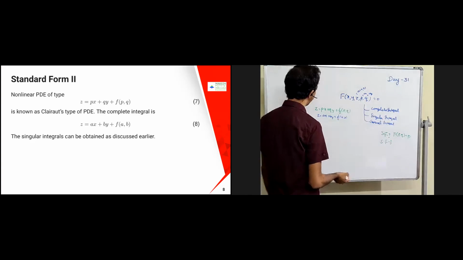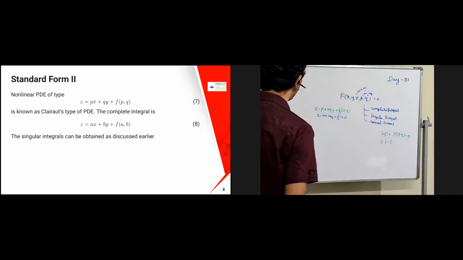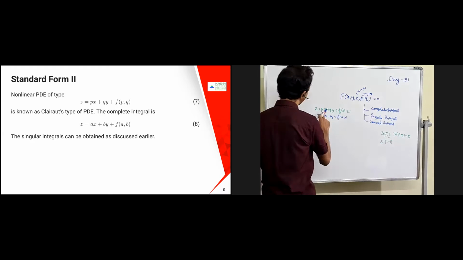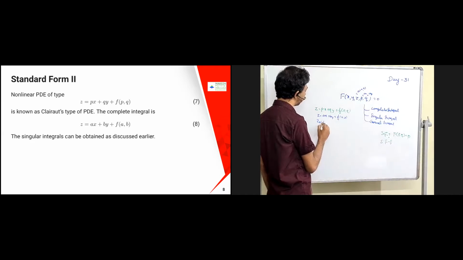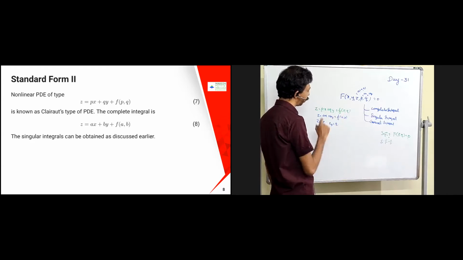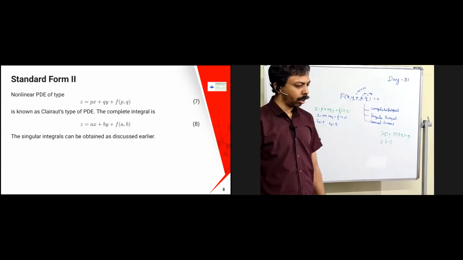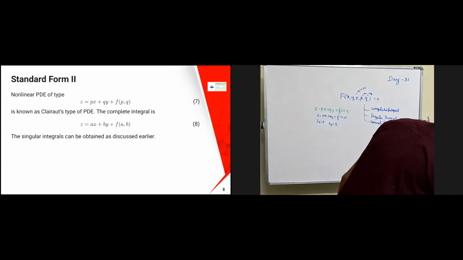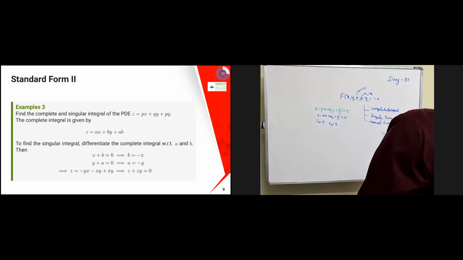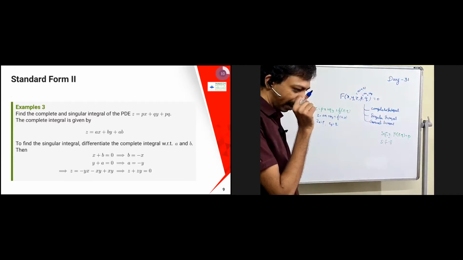The same way, what we did, we just differentiate this one. If you differentiate with respect to x, you are going to get zx equal to a. There is no extra term here. Similarly, zy equal to b is going to come. So you just replace that, then you are going to get this equation. Therefore, this is nothing but the complete integral. For the singular integral, the way we discussed in the theory, you can define it the same way.